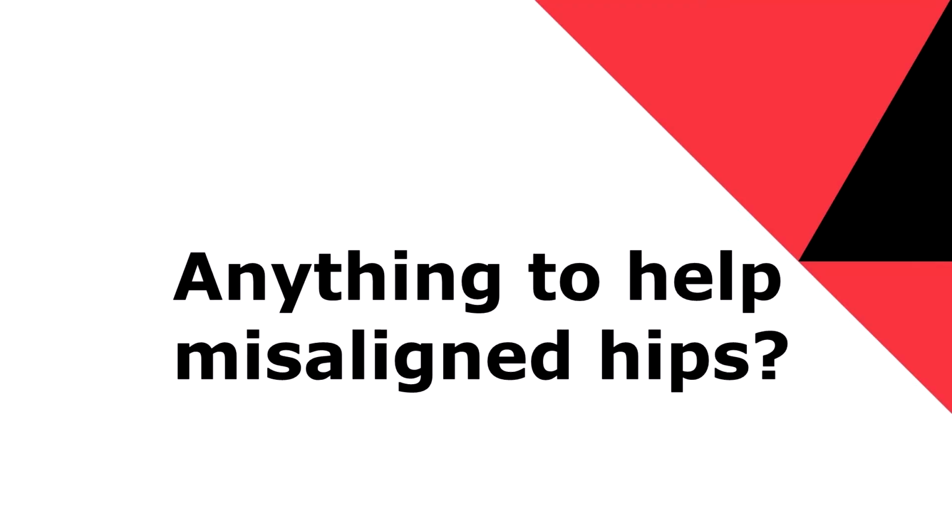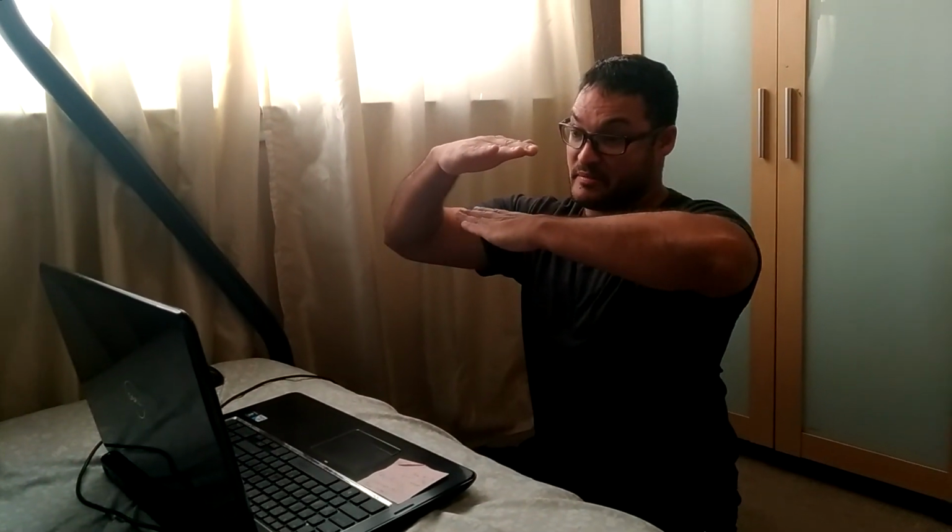Okay, thank you. You may have touched on this, and I think it goes with your whole program from start to finish, but is there anything to help misaligned hips? Yes, it goes again with the trigger point. So it's going to be decompression of the spine. Once you decompress the spine and the rib cage, it should bring your spine back to where it's supposed to be.